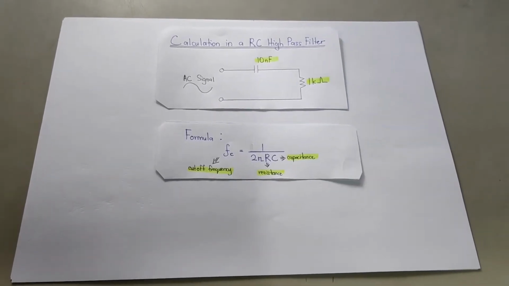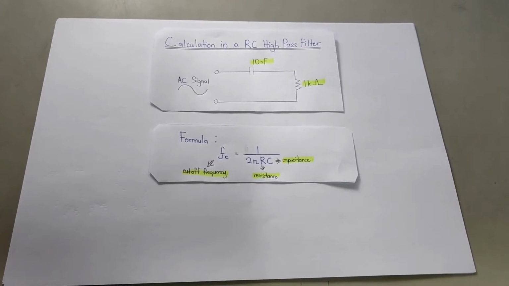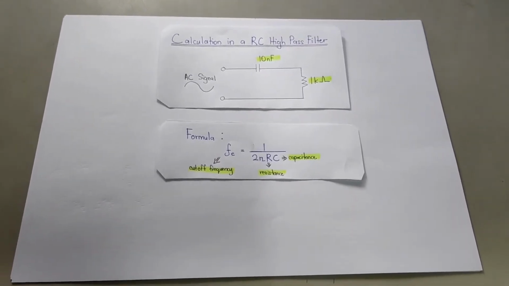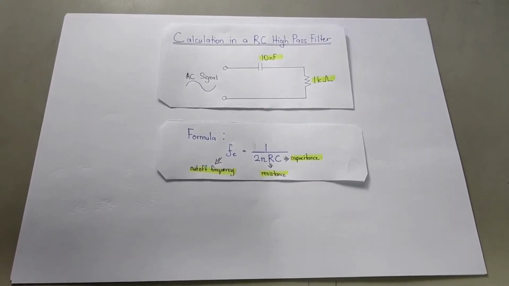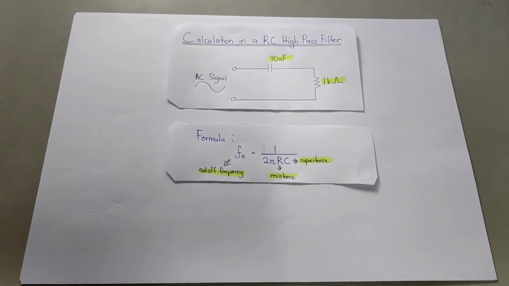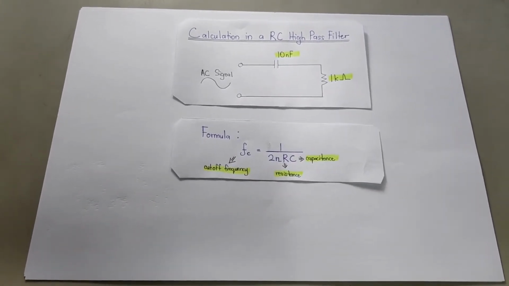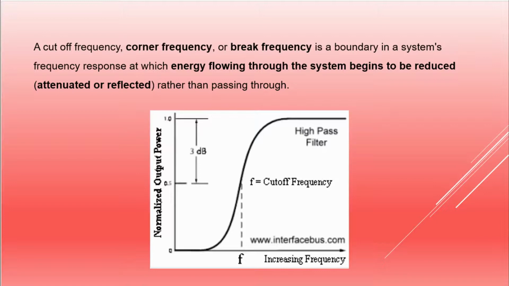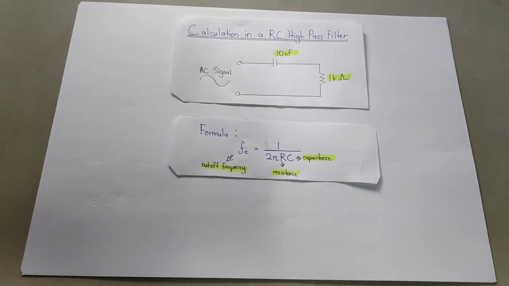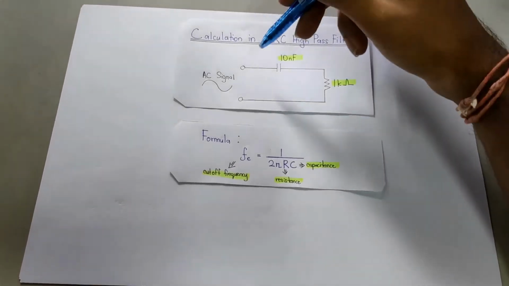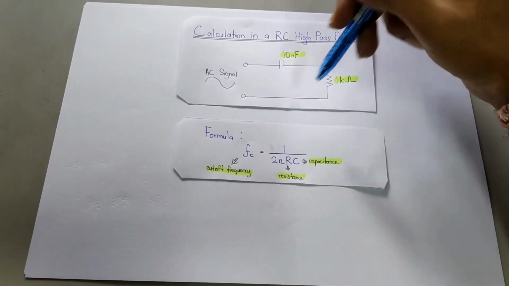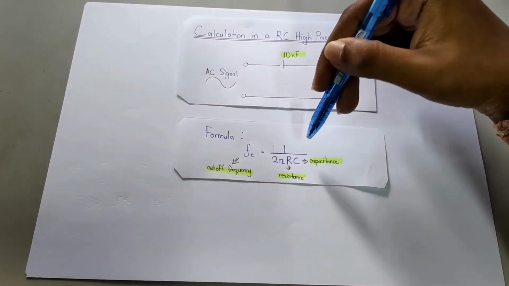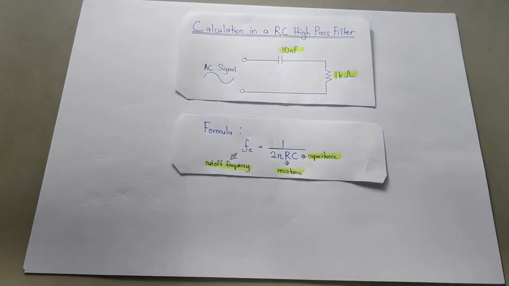So the formula to calculate the frequency of an RC circuit is Fc equal to 1 divided by 2 pi RC. Fc is the cutoff frequency. Cutoff frequency is a boundary in the system's frequency response at which energy flowing through the system begins to be reduced, attenuated or reflected rather than passing through the circuit. R is the resistance and C is the capacitance.